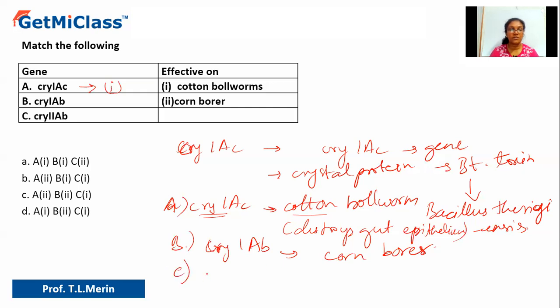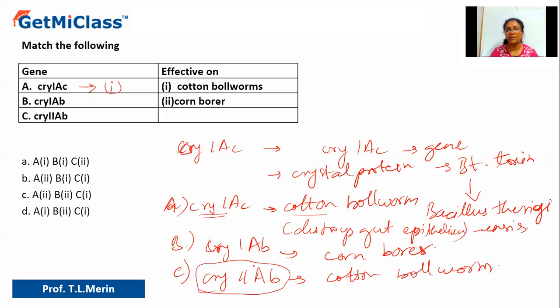Okay. Then option C, that is Cry2AB. This Cry2AB is effective against cotton bollworm only. See, these crystal proteins are specific towards certain types of insects. So this Cry2AB will not be able to kill the corn borer. It can kill cotton bollworm only. Okay, so that's why these are specific. So Cry1AB is specific to corn borer. Cry2AB is specific again to cotton bollworm.